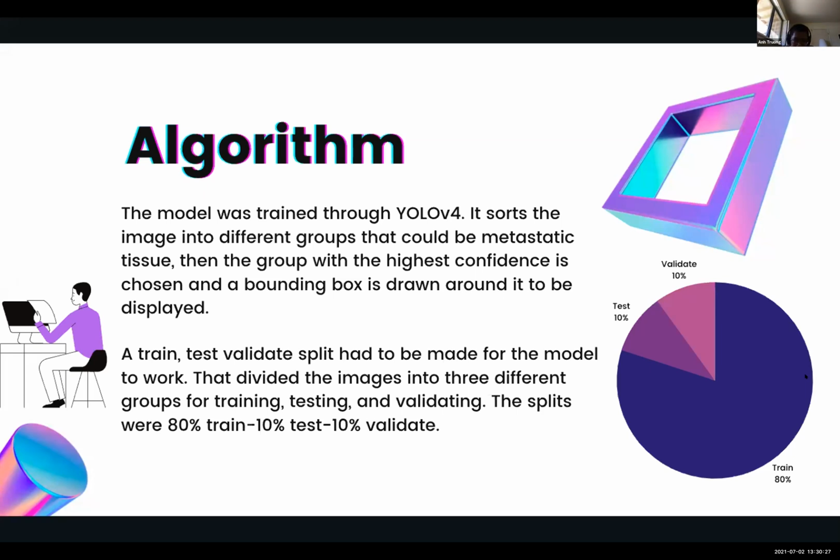Looking deeper, we divided the sample images into 3 different groups for training, testing, and validation through a specific ratio. The ratio is 80% train, 10% test, and the remaining 10% for validation.